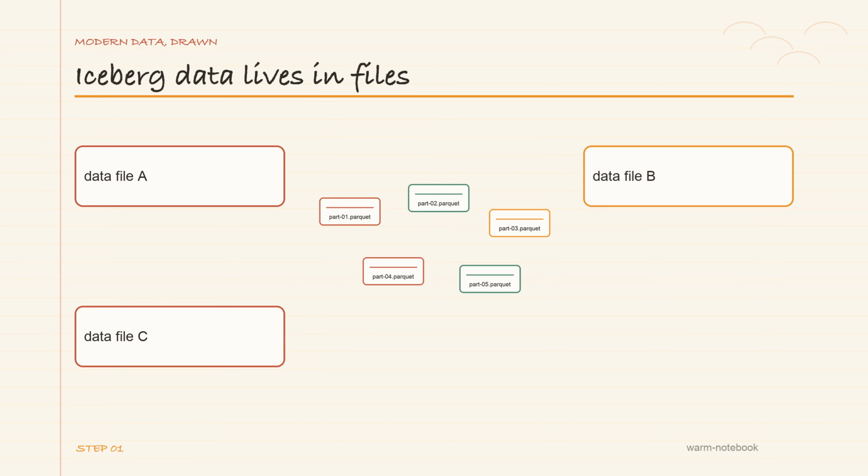We will build this idea one small step at a time, using a picture instead of jargon. An Iceberg table stores its rows in data files, commonly Parquet files. Iceberg does not need to list every storage folder to understand the table.